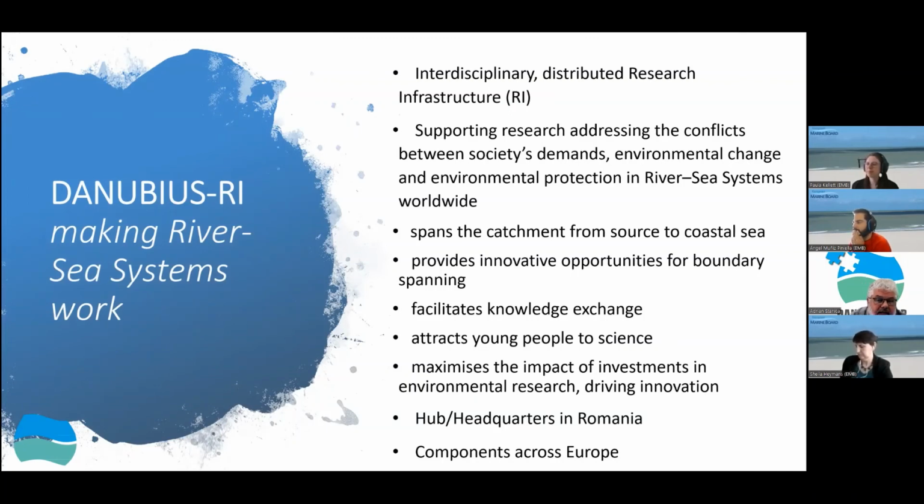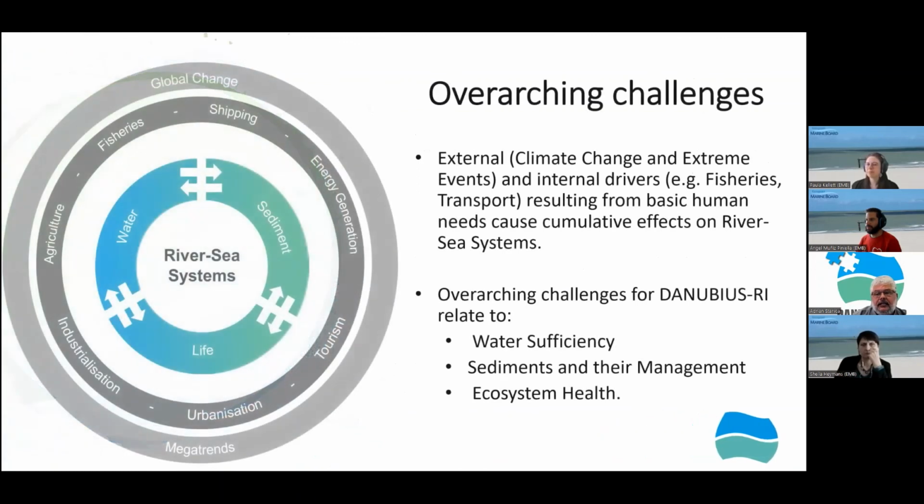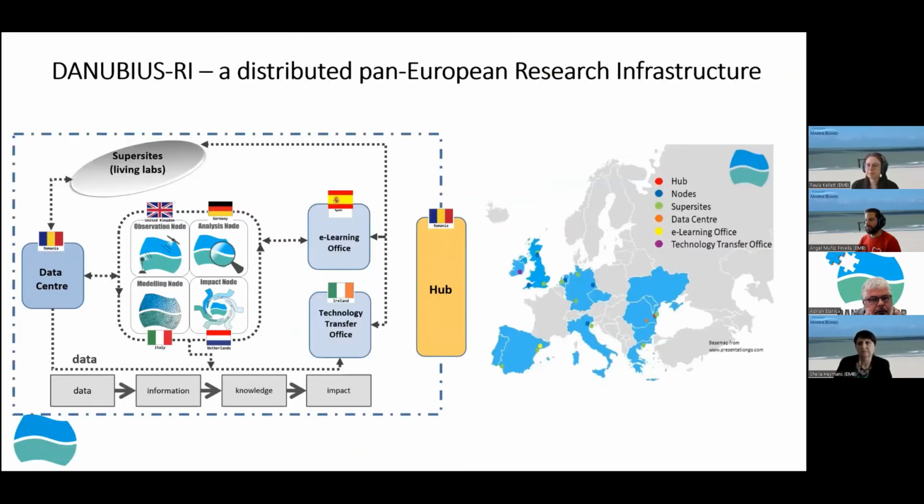We try to offer excellent interdisciplinary scientific services covering river catchments from source to the seas under the influence of the rivers, to promote and provide innovative opportunities, facilitate knowledge exchange, and educate a new generation of scientists. We are building this initiative with components throughout Europe and the headquarters in Romania. As I said, Danubius RI focuses on 3 overarching challenges: water sufficiency, sediments and their management, and ecosystem health. Now, Danubius is like a puzzle that is distributed in 11 European countries with facilities dedicated to observation, analysis, modeling, and management scenarios. And this initiative is growing under the coordination of 11 countries that host components.